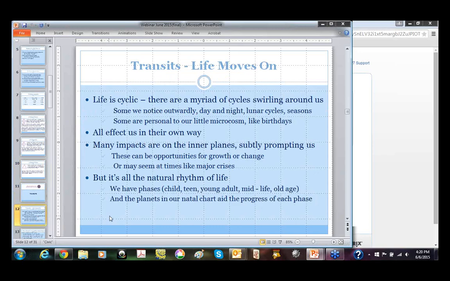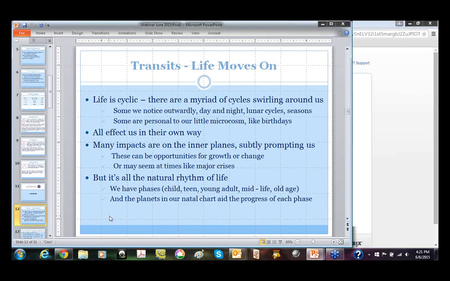I touched on it briefly before, but there are tons of cycles that are all swirling around us all of the time. Some of them we notice outwardly, like the cycles of day and night, the moon cycles, even the 4 seasons. Some are personal to our own little microcosm, like our birthdays or anniversaries. The birthdays, what we refer to in astrology is the solar return. And that's what I gave you your charts for, your solar return for 2015.